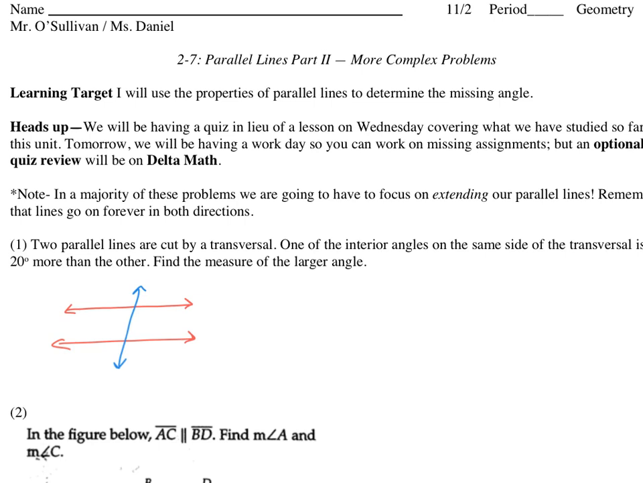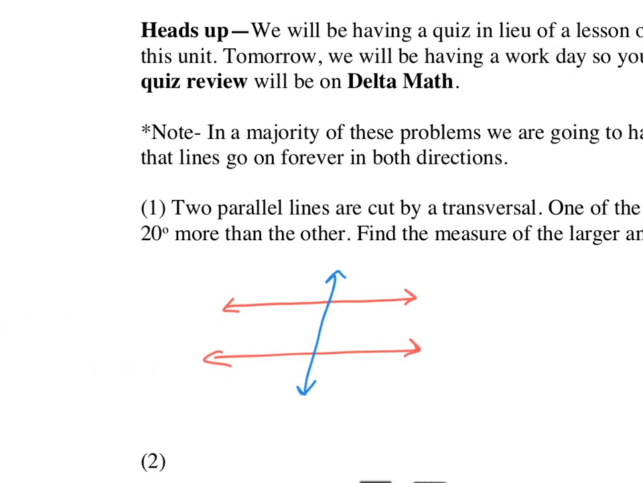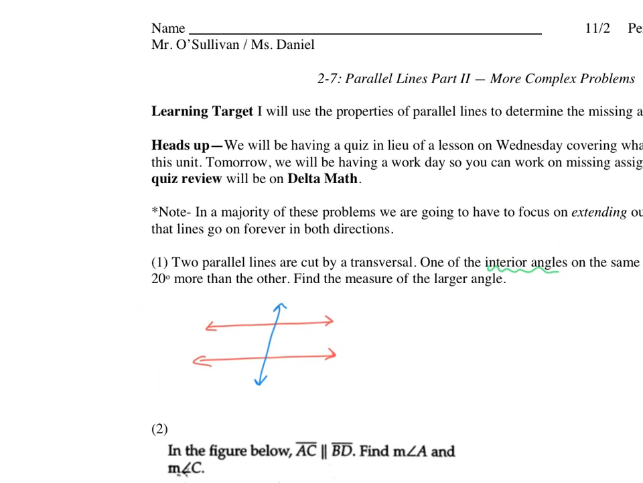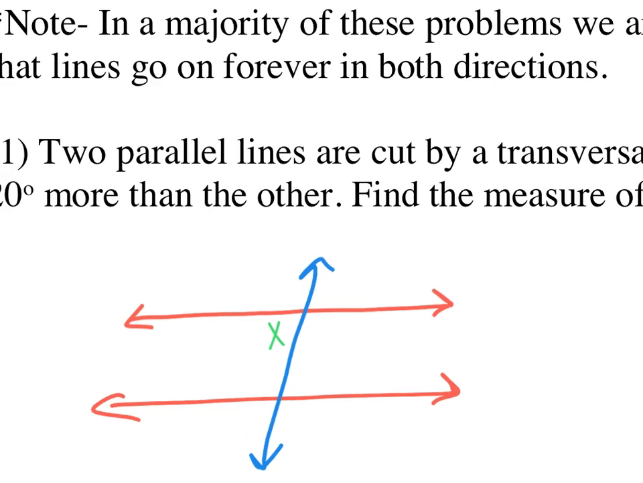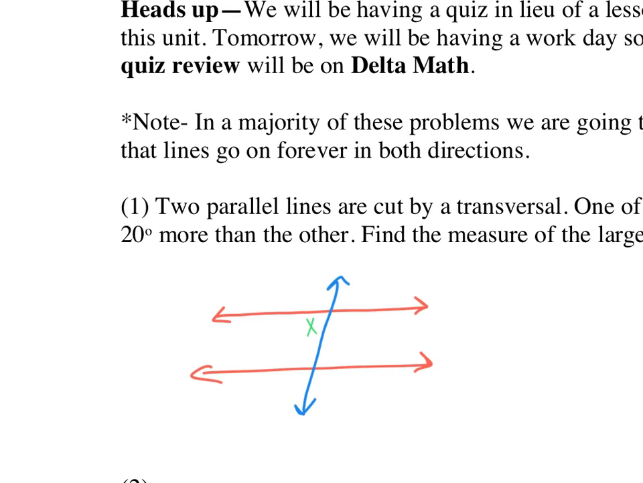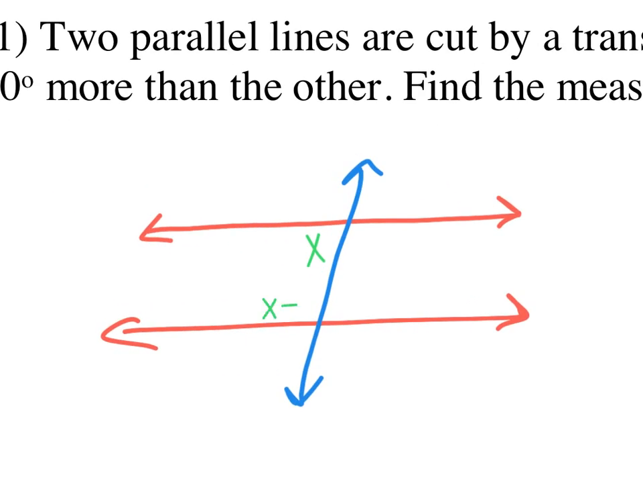Well, I know I'm dealing with my interior angles. I'm dealing with my interior angle, so I'm going to focus on the inside. I don't know what one of them is, so I'm going to put an X on one of them. And I know my other interior angle on the same side is 20 more than it. So 20 more than X is X plus 20, because it's in relation to this angle, my other interior.